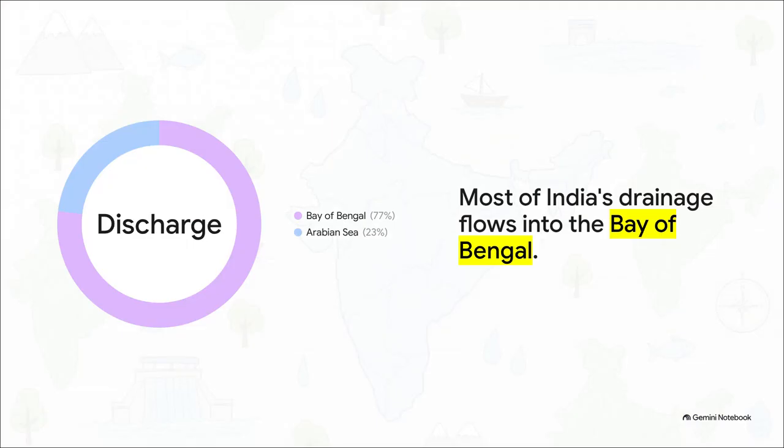Moving on to Section 2, Classifying India's Drainage, by the numbers. Take a look at this stark continental divide, 77% to 23%. This massive split is driven by elevated physical barriers. We're talking about the Delhi Ridge, the Aravallis, and the Sahyadris.